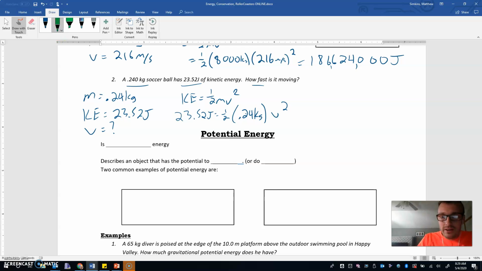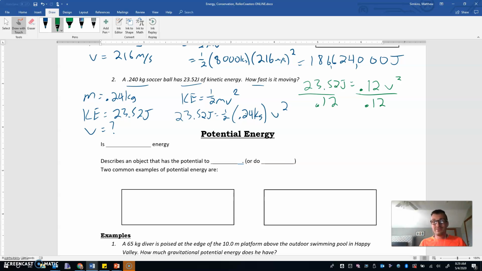We're going to do this, and I'm going to change colors here. We have 23.52 joules equals half of 0.24, which is 0.12, times v squared. To solve for velocity, there are a couple of algebra steps involved, but if you take your time, you can get them.